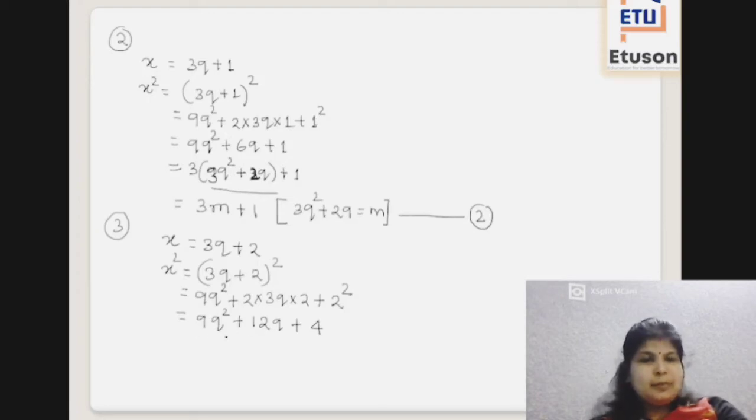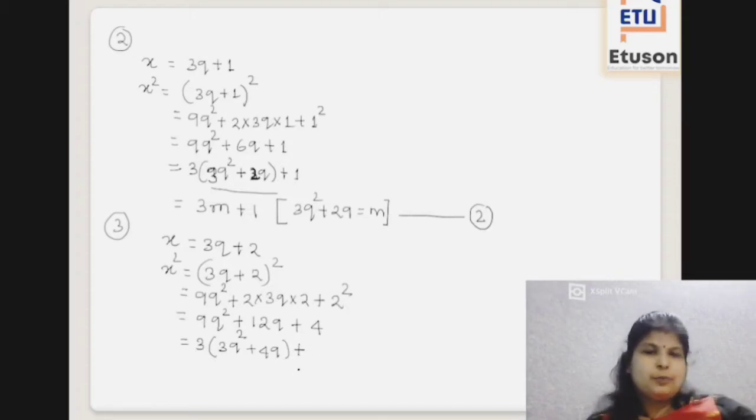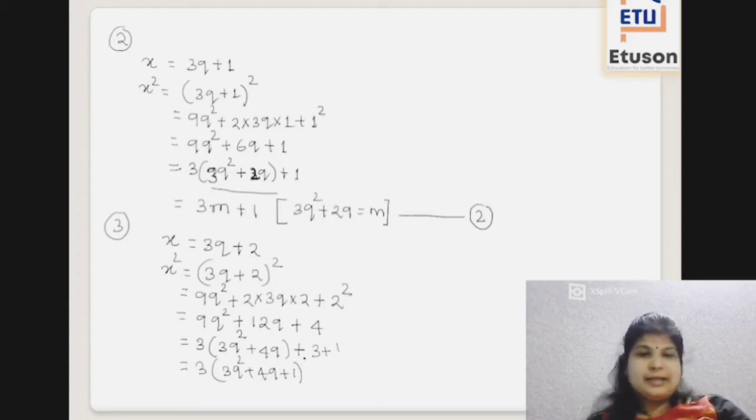Can I take anything common here? Yes, I can take 3 common here. So if you take 3 common here, you will get 3q square plus 4q. Okay, anything else I can do? So can I write this 4 as 3 plus 1? Yes, I can write. So after that, what I can do is 3 into 3q square plus 4q plus 1. Now I have taken this 3 into 3 also inside the brackets. So plus 1 plus 1.